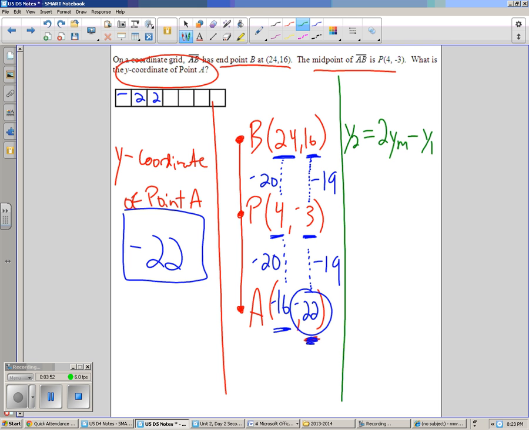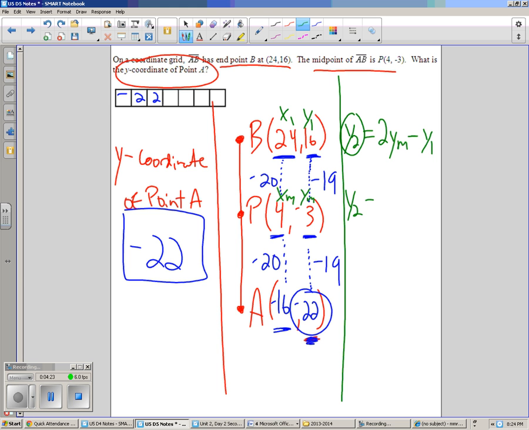In order to use any formula that involves y sub something or x sub something, like y sub 1, y sub 2, and y sub m, you need to label the points they gave you. They gave you x1, y1, that's the endpoint, and they gave you the midpoint, so this is xm, ym. You need to plug these values into the equation and then solve for y2.